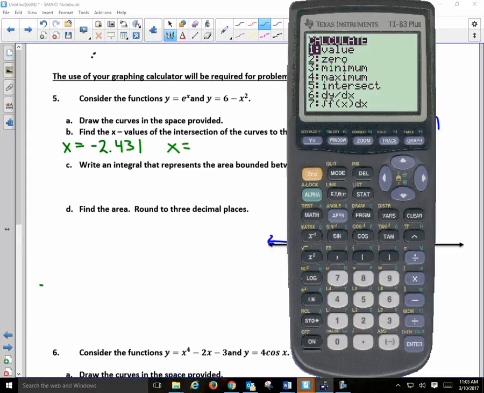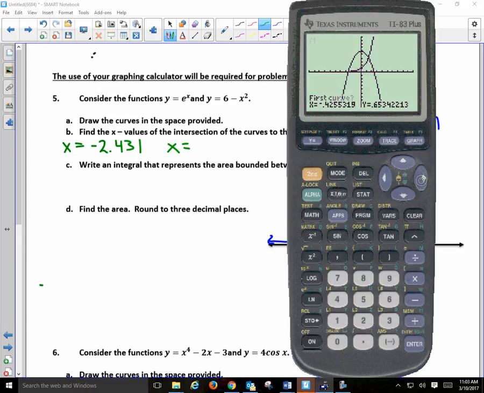And then I do the intersection again. And I get positive 1.398. So the x value is my intersection.